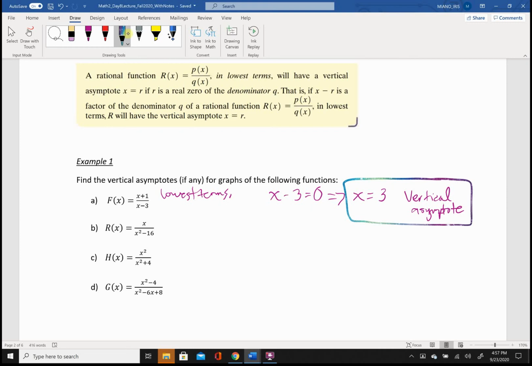Okay, moving on to part B, is r of x all the way in lowest terms to begin with? Is there any factoring that we could do or canceling out of common factors? No, there's not. So it's already in lowest terms. Cool. Oh, let me go back to this utensil. It's in lowest terms. Cool.